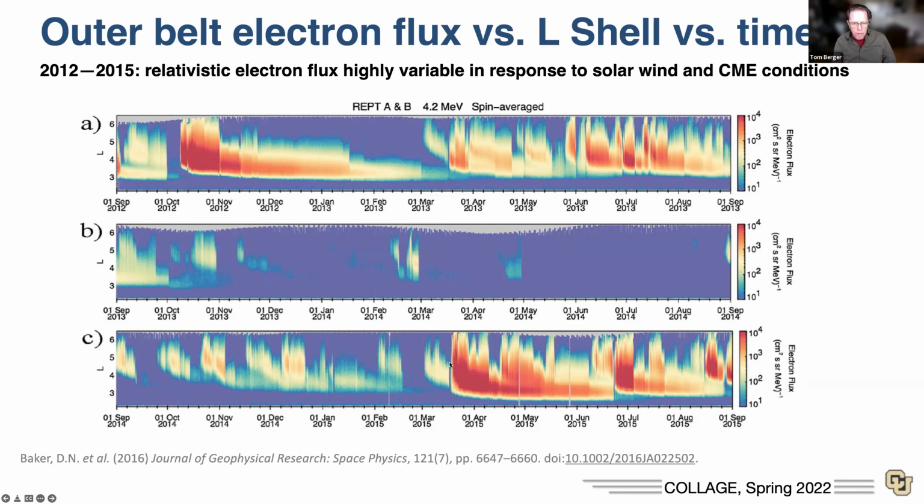And then here's a very large, well-known storm, the St. Patrick's Day storm, March 17th, 2015, where again, you see a prompt emptying of the belts followed by a re-energization. Something else to notice is there seems to be a hard floor at about 3 Earth radii, or L shell 3, at which these electrons don't penetrate. And that was a big mystery for a while, but it again has to do with the wave fields and the scattering of those particular electron energies.